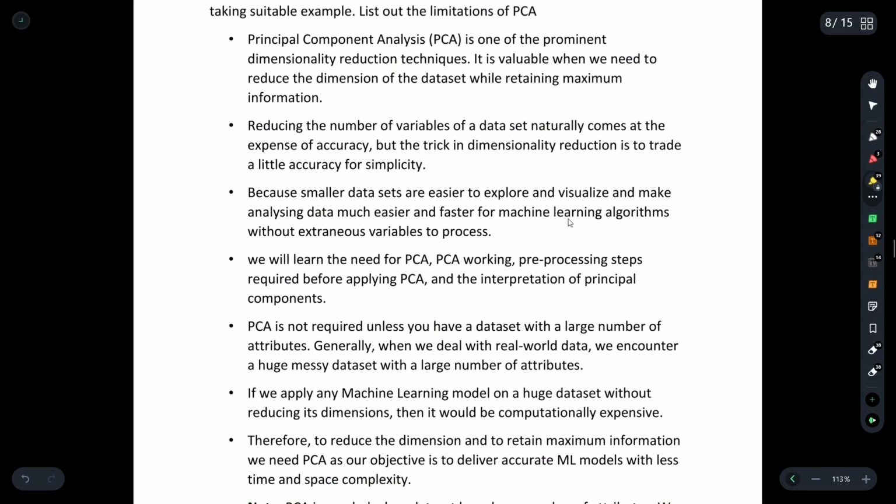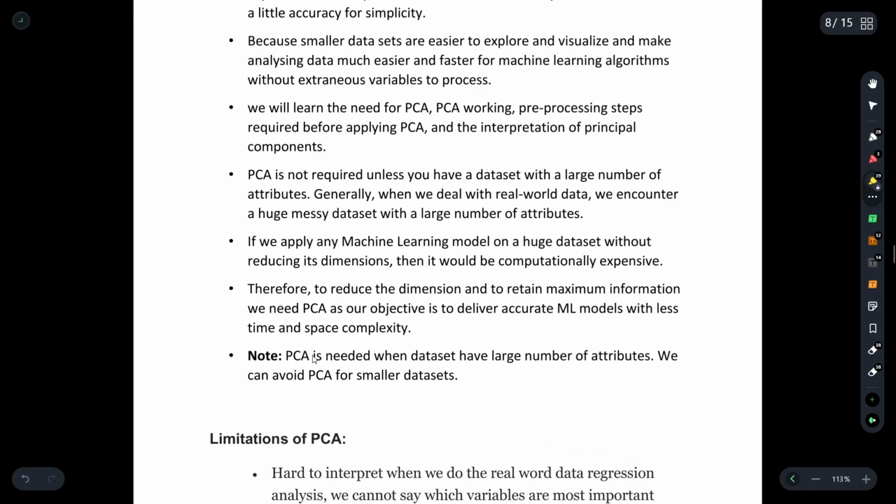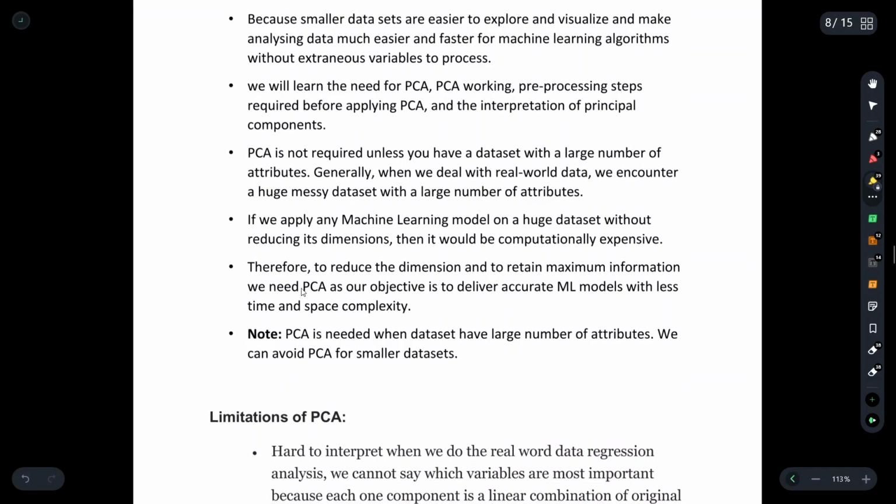So we learn the need for PCA and the pre-processing steps required before applying PCA. PCA is not required unless you have a data set with a large number of attributes. If we apply any machine learning model on a huge data set without reducing its dimensionality, it is computationally expensive. So we cannot find out the elements or the functions in that huge data set. That is not possible. So PCA is needed when the data set has a large number of attributes.